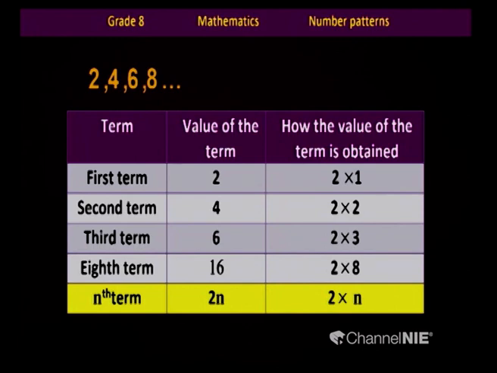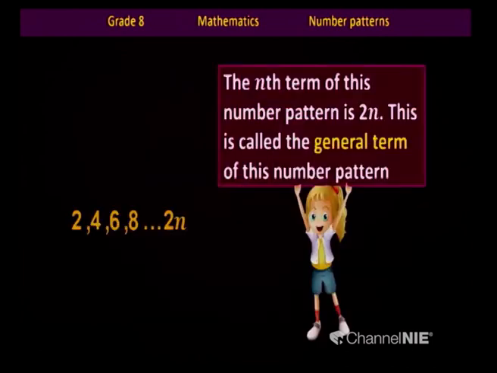Number of the term n multiplied by 2. 2 multiplied by n can be considered as 2n. Therefore, we can say the nth term of this number pattern is 2n. That means the general term of the number pattern of multiples of 2 starting from 2 and written in ascending order is 2n. Right. Now, we have constructed a general term to the number pattern of multiples of 2 starting from 2 and written in ascending order.